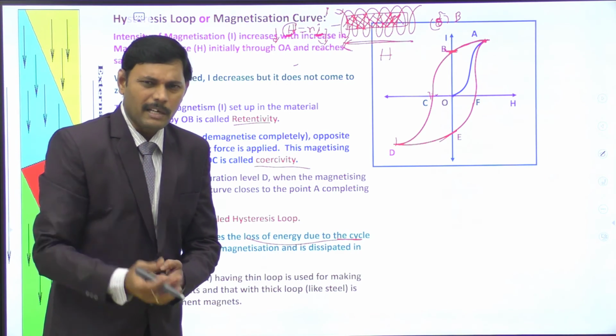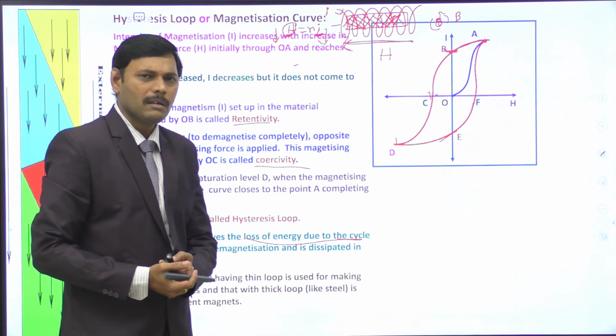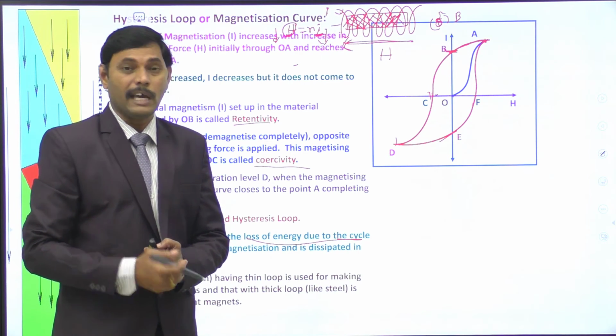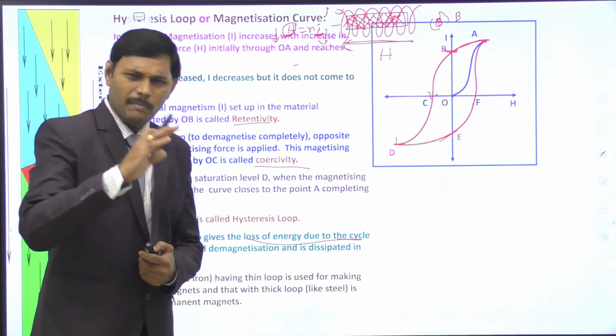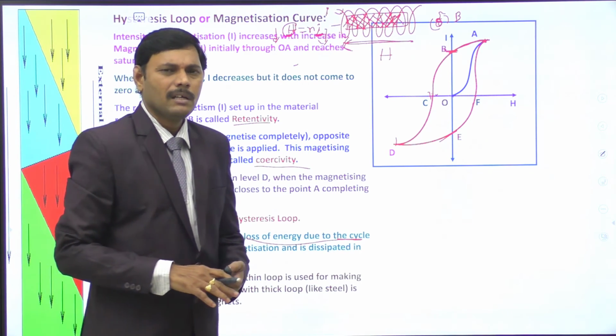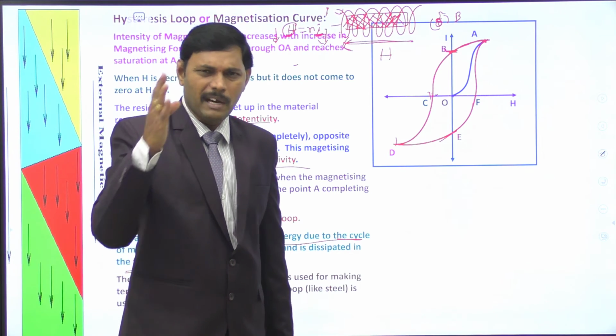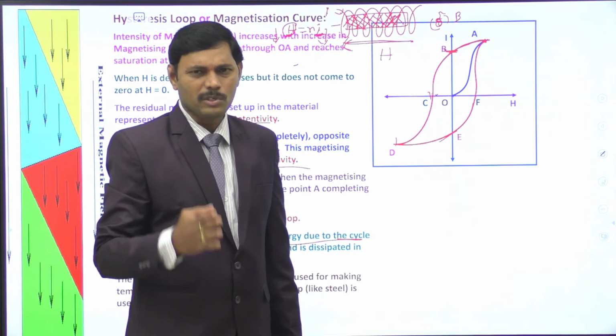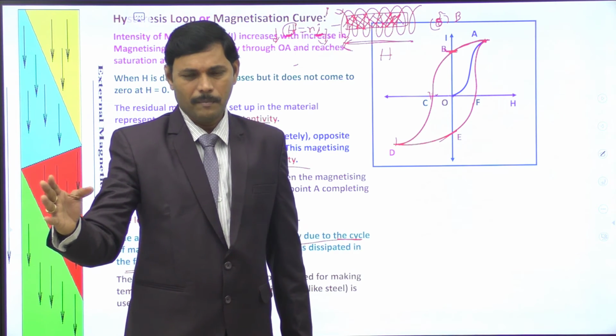Which ferromagnetic materials are useful to prepare permanent magnets, and which magnetic materials are used to prepare electromagnets? Ferromagnetic material may be used in two ways. Some materials are used to prepare permanent magnets.